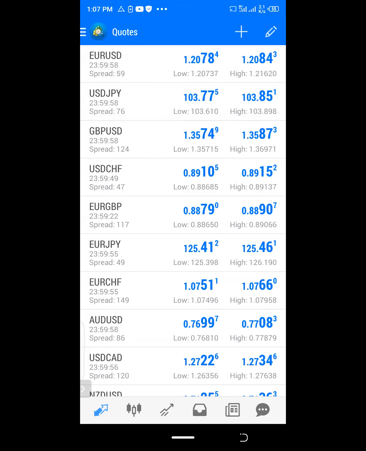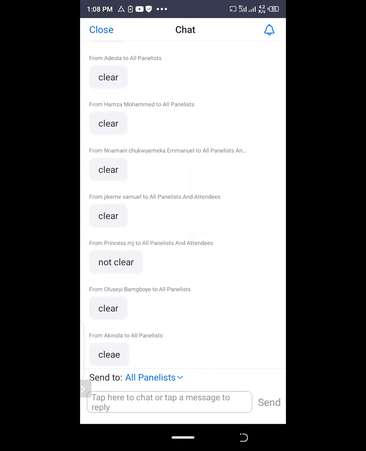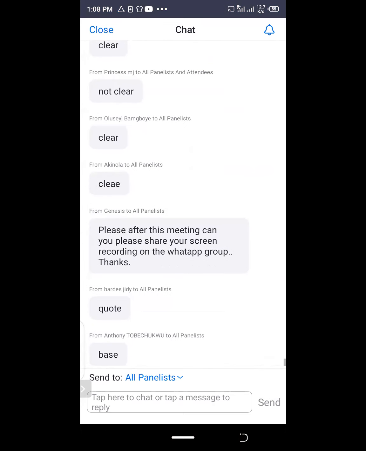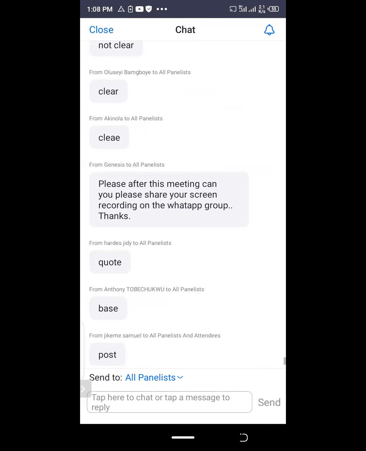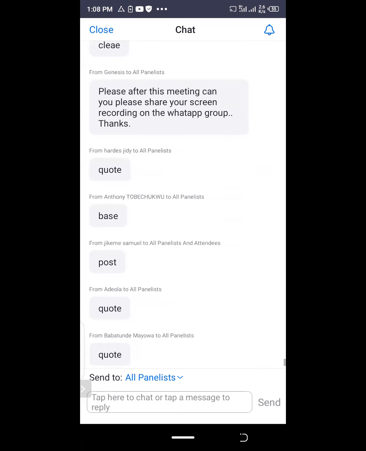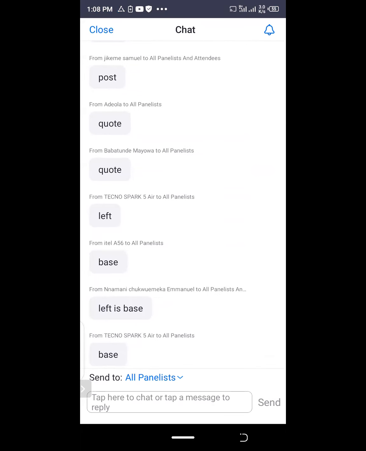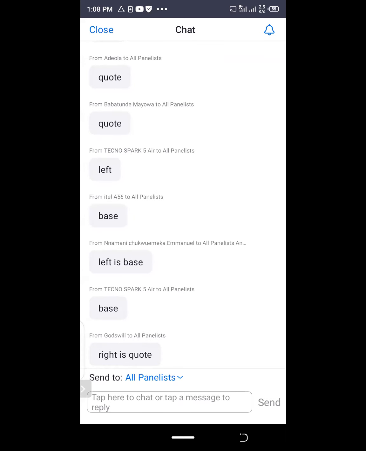Remember, I said the currency by your right hand side is what? Your base currency. The currency by your right hand side is the base. Right, I'm sorry. The currency by your left hand side is the base currency. Right is the quote. Left is the base. Amazing.